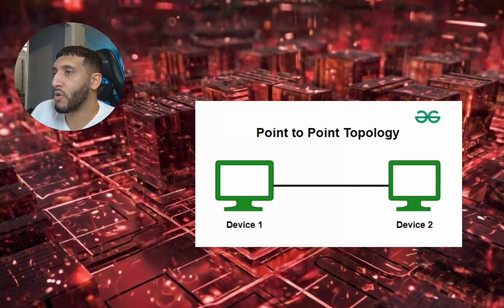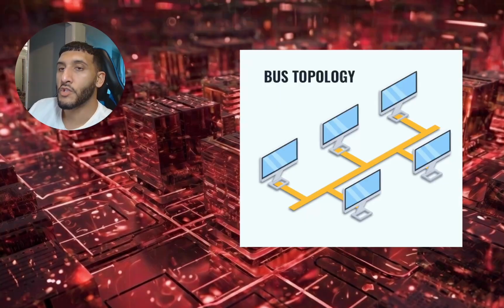Here are some examples. This is a point-to-point. It's very simple to configure. It's a direct connection between only two devices. This right here is a bus connection. It's easy to install. It's when all the devices are connected to one bus cable, but if the bus cable fails, all the networks go down.